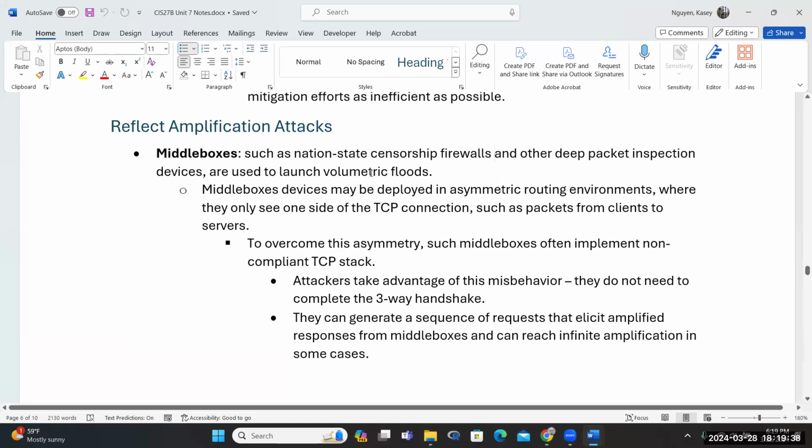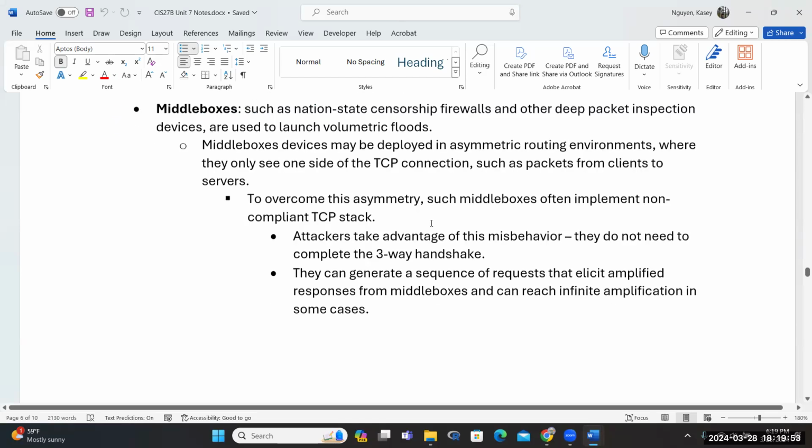And so they said, well, you know what? If we're going to be blocked by these, we're just going to use these. So the attackers use middle boxes to launch the attack. It's like I said, it's always so interesting. So how are they deployed? I want to give you a little bit more information here.